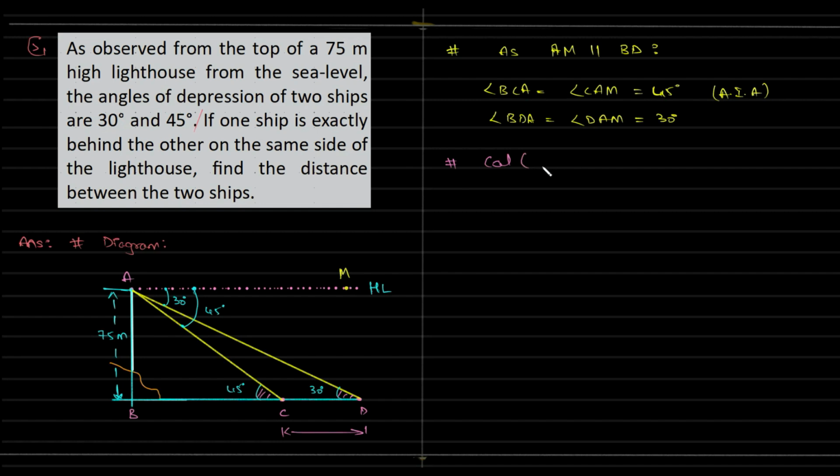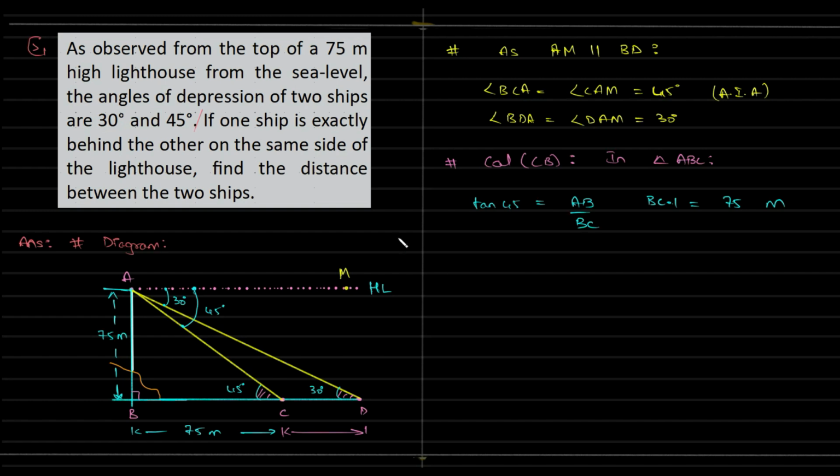So let's calculate CB first. In triangle ABC, we have tan 45 is equal to opposite by adjacent. So AB is 75, tan 45 is 1, and if I transpose BC, BC into 1 is equal to 75 meters. So this is 75 meters.